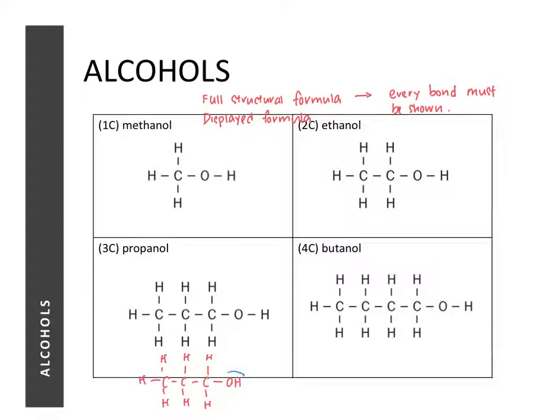Whenever we ask for full structural formula or displayed formula again, you need to show every bond in the molecule. So this is where students tend to omit the OH bond. When you are drawing the full structural formula for an alcohol and for a carboxylic acid, as we will see later, you must remember to show the bond between oxygen and hydrogen.